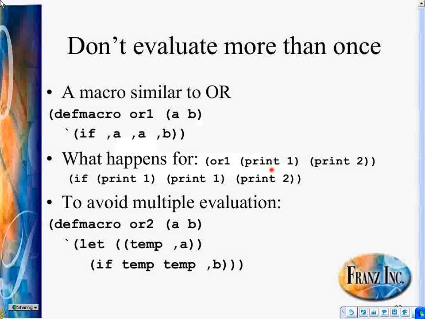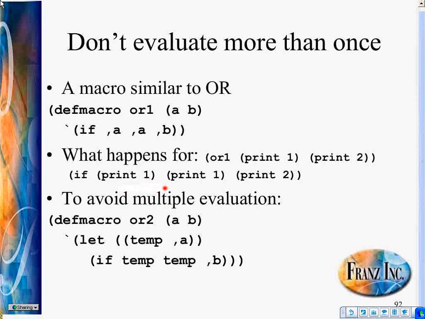And an example of that is where you're calling the function print. It actually prints something. So if you call this OR1, print 1, print 2, it's actually going to print 1 twice and then return the value 1. Because it transforms into if print 1, there's the first, it evaluates that, and then that returns the value 1, which is true, and so it evaluates it again.